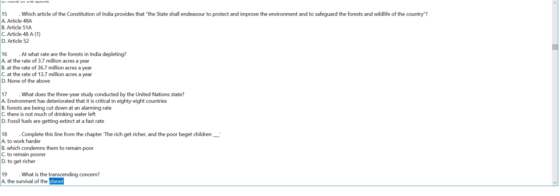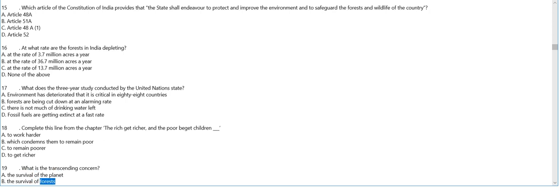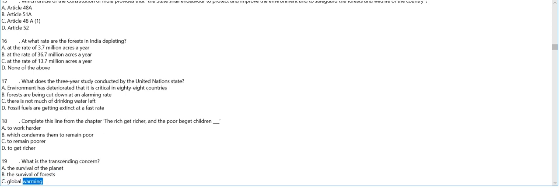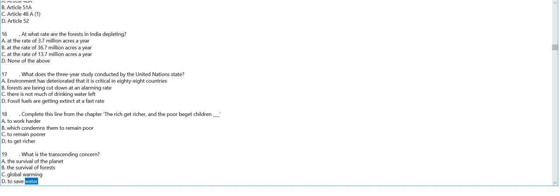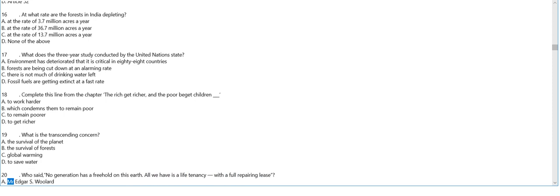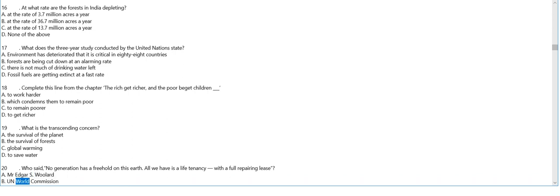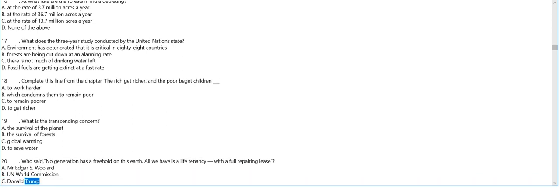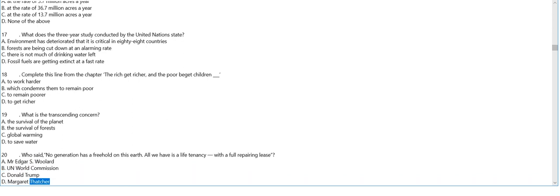19. What is the transcending concern? A. The survival of the planet. B. The survival of forests. C. Global warming. D. To save water. 20. Who said, no generation has a freehold on this earth, all we have is a life tenancy with a full repairing lease? A. Mr. Edgar S. Woolard. B. UN World Commission. C. Donald Trump. D. Margaret Thatcher.